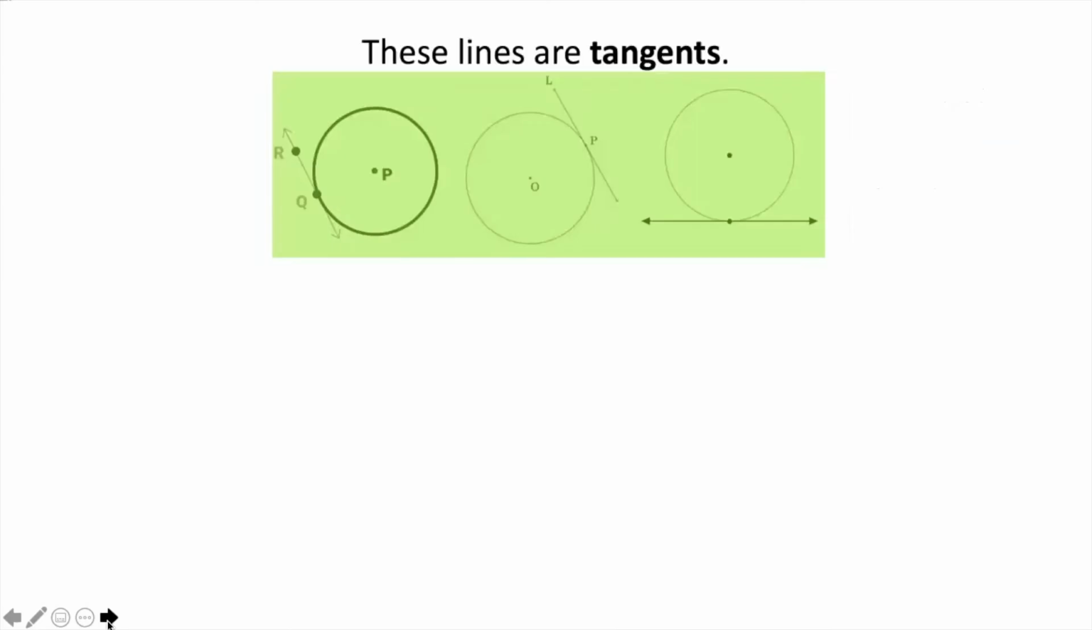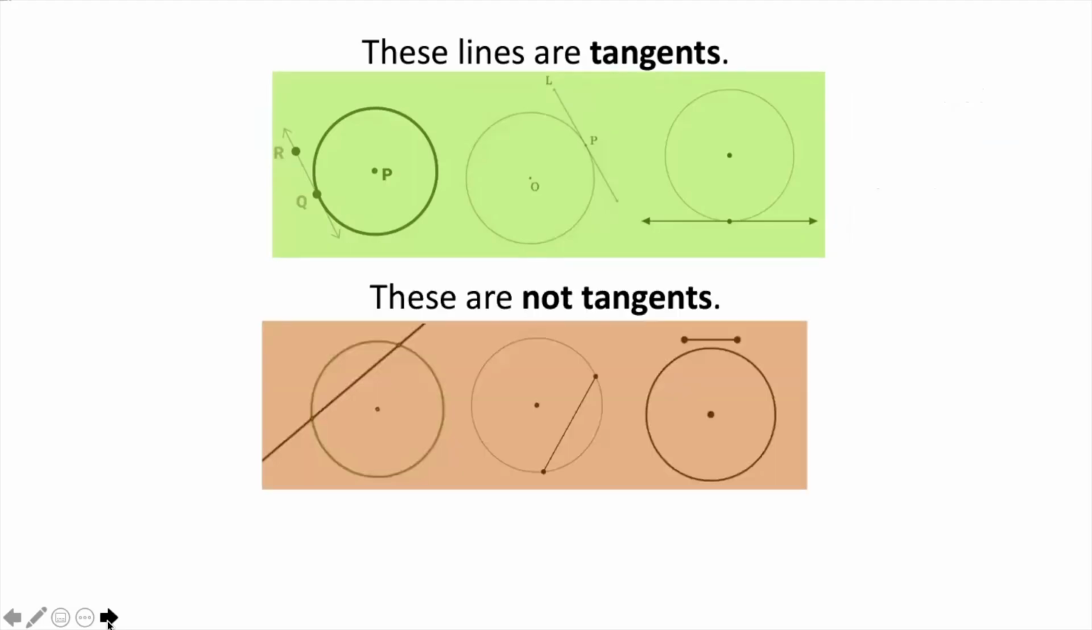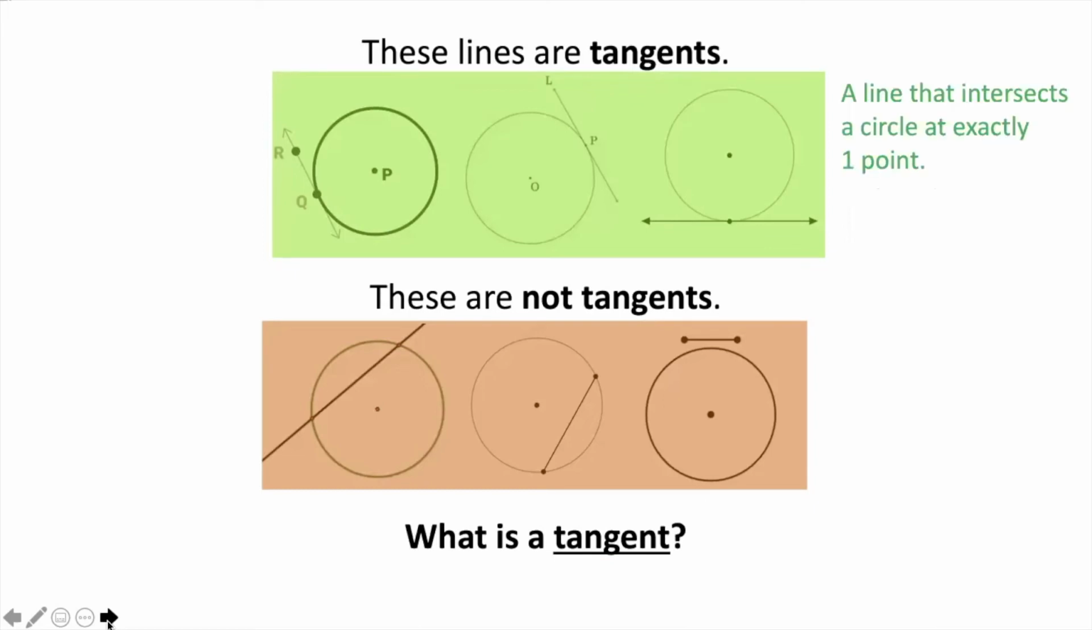Now we're going to look at several examples of a tangent line. So these lines are tangents, and these are not tangents. So in your own words, what is a tangent line? A tangent line is a line that intersects a circle at exactly 1 point. So it's a line that just barely touches a circle. It touches it exactly 1 time.